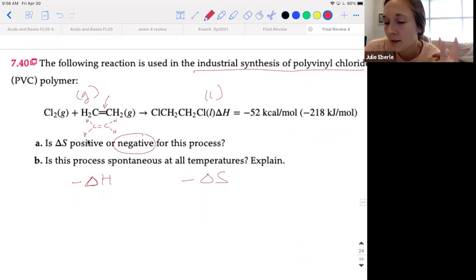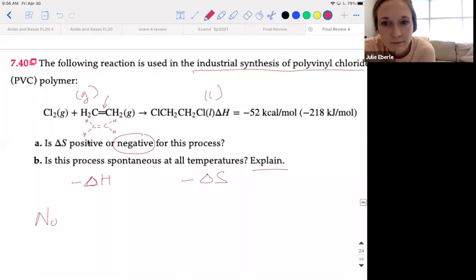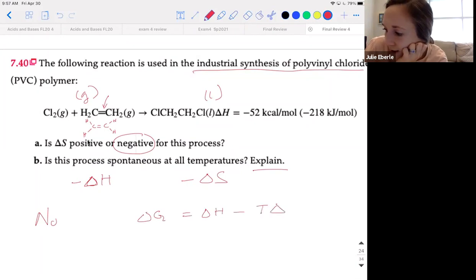Is it spontaneous at all temperatures? What do you guys think? Yeah, the correct answer is no. But now it says explain. So why? Remember, delta G equals delta H minus T delta S. So let's just plug in some random numbers. Let's say we got a negative 10 here, and we have a minus. Let's say temperature is 2, and delta S is a negative 5.